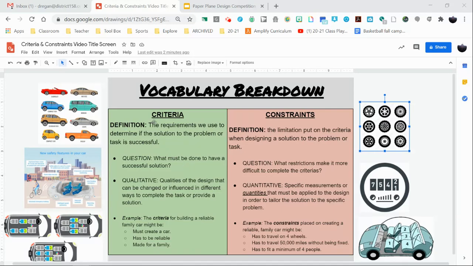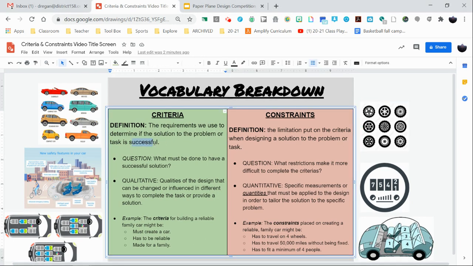Criteria, when we have the definition in front of us, are the requirements we use to determine if the solution to a problem or task is successful. So the key word here is requirements. Okay, and we use these requirements to determine if the solution to a problem or task is successful. So these are requirements we use to determine if something is successful. Okay, so that is a criteria.